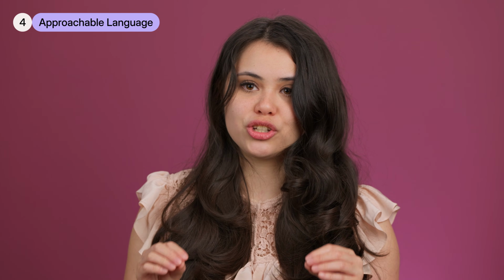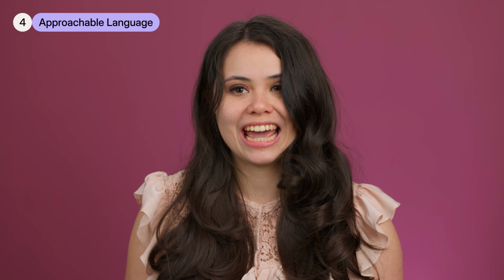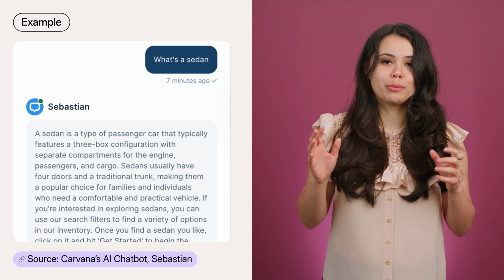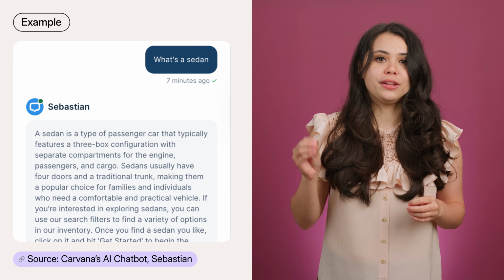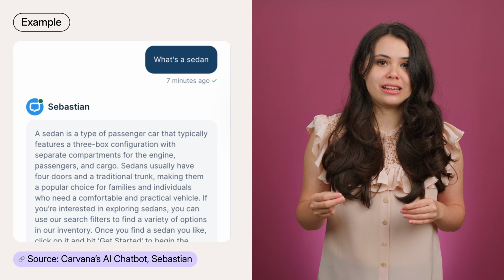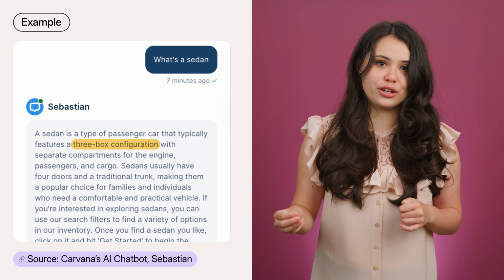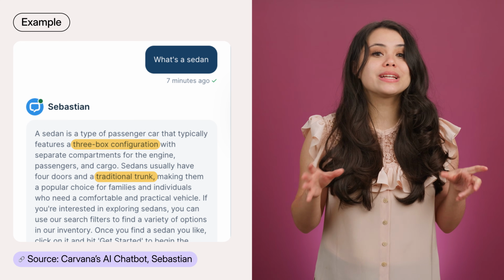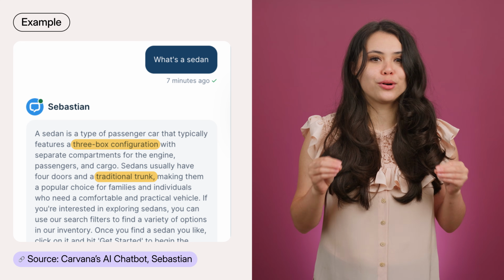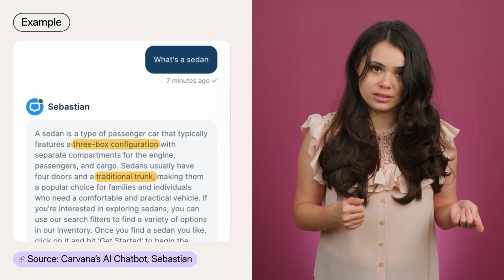When asked a basic question about a subject, AI will often use advanced vocabulary and assume knowledge the user likely doesn't have. Take a look at this example from Carvana's AI chatbot named Sebastian. While it could certainly use some scannable formatting, my big problem here was the phrase 3-box configuration and traditional trunk. I don't know what a sedan car is. I'm even more unlikely to know standard car configurations and features.